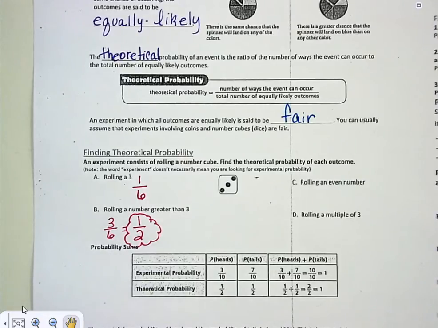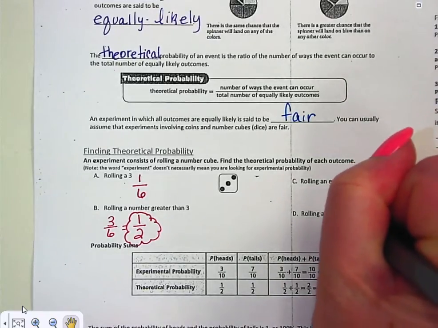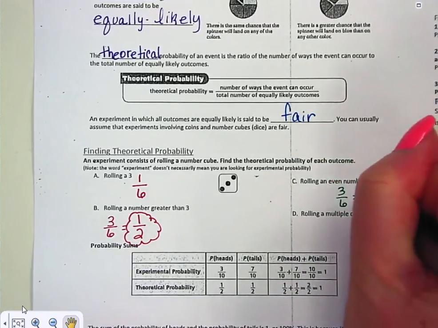All right. What's the theoretical probability of rolling an even number? So what are the even numbers on a dice? 2, 4, 6. So 3 out of 6. And that simplifies to 1/2.